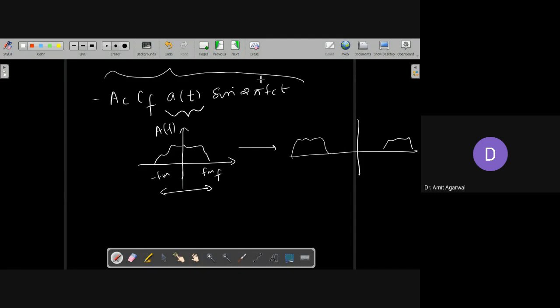So the width of this signal will be centered around Fc and the width will be Fm, that is Fc plus minus Fm. You just shift it, because the sinusoid will shift it. Though we are just taking the magnitude, because we know that the sinusoid also has this type of spectrum.